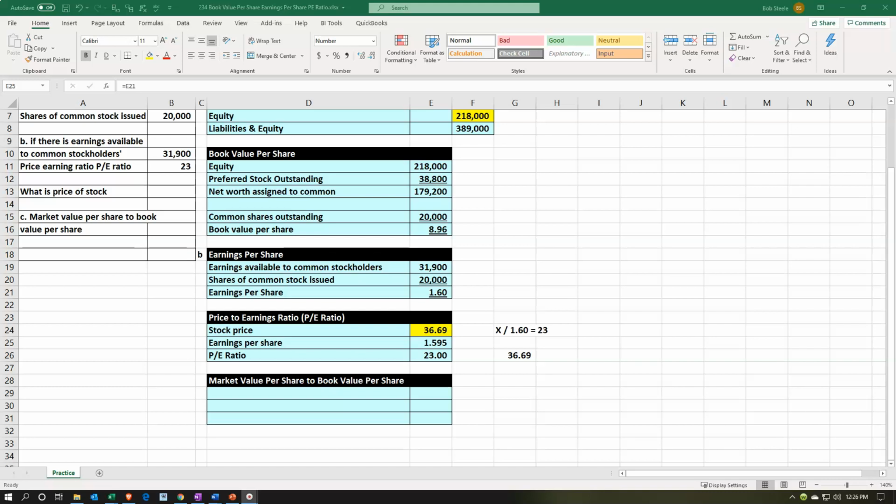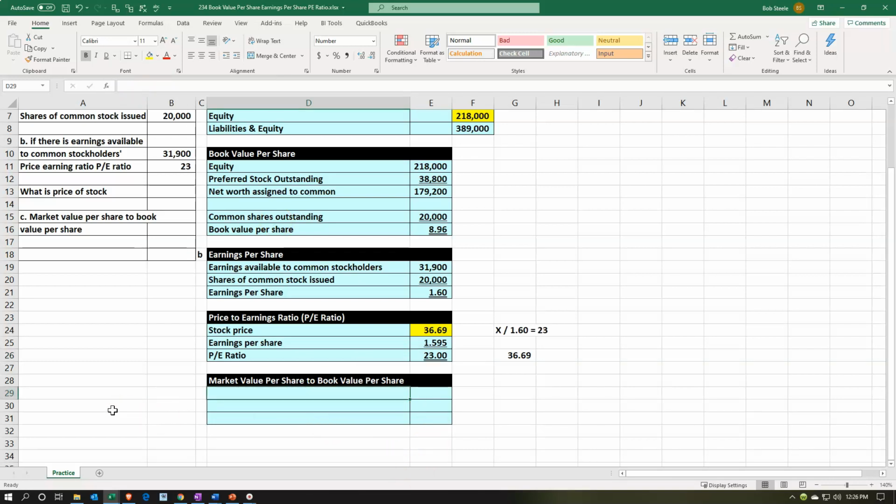Okay, so then we're going to go to the market value per share to the book value per share. So we'll compare market value to book value. Let's do some formatting here. I'll go to the Home tab, font. Let's underline this one. Let's double underline this. Home tab, font, double underline here. So there's the PE ratio.